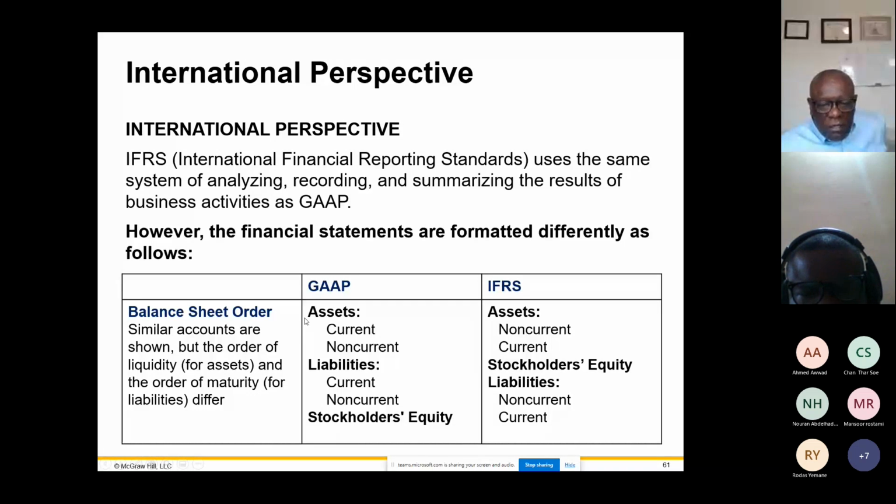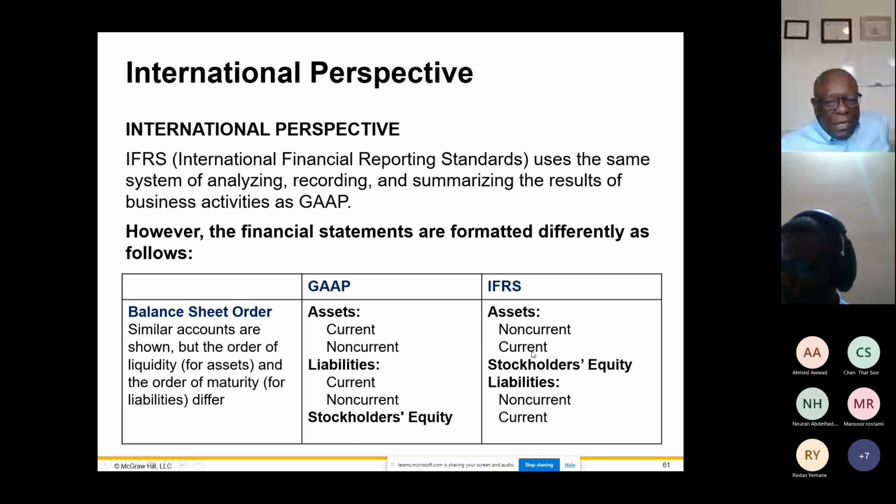Balance sheet order. So let's look at the balance sheet order. Both start with assets, but how did GAAP classify theirs? For GAAP, they call it current asset. We have been working with the GAAP reporting standard, current asset and non-current asset. You see, they put current asset first, non-current asset second. But look at IFRS, non-current asset first and then current asset second.